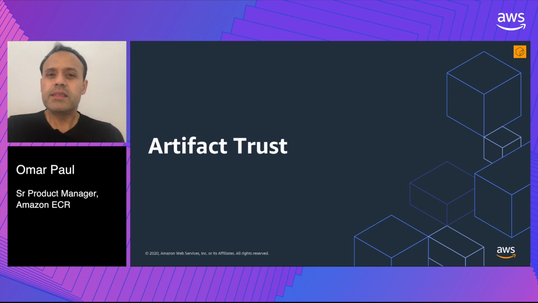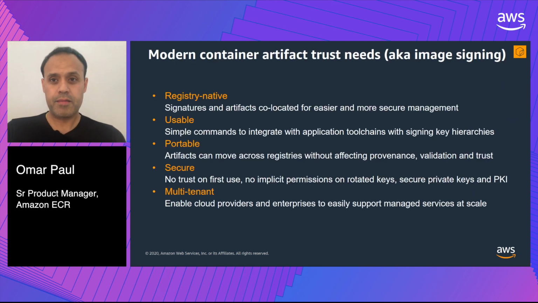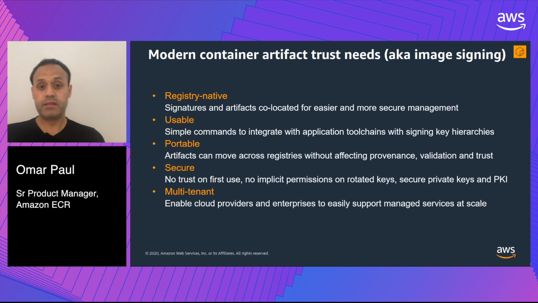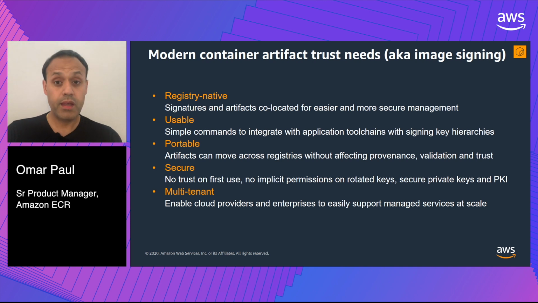Right, for our final piece around container security at the registry, I'm going to talk about artifact trust. Artifact trust is image signing along with policies to control actions based on signatures. The five categories you see in front of you are what our customers, you, are telling us modern container artifact trust needs to be. It needs to be native to a registry, so an image and its signature are co-located for security instead of being in separate services. It needs to be usable for easy integration into your CI/CD workflows. It needs to be portable.